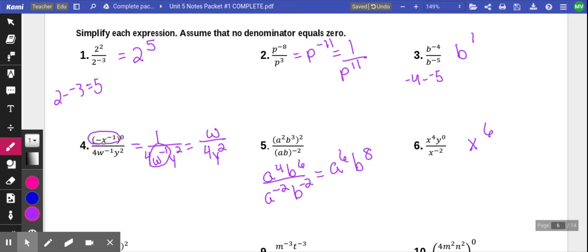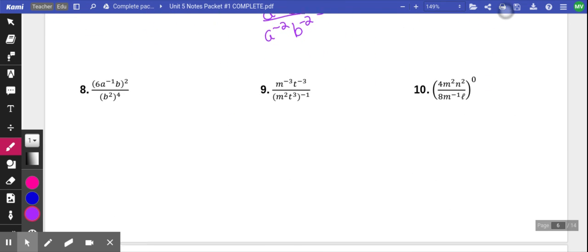Number 5, I first did the power to the power in the numerator and denominator. So my numerator became a to the 4th, b to the 6th, over a to the negative 2, b to the negative 2. Then I kept the base and subtract. So it's a to the 6th, b to the 8th. Number 6, y to the 0 is just 1. X to the 4th over x to the negative 2 is x to the 6th.